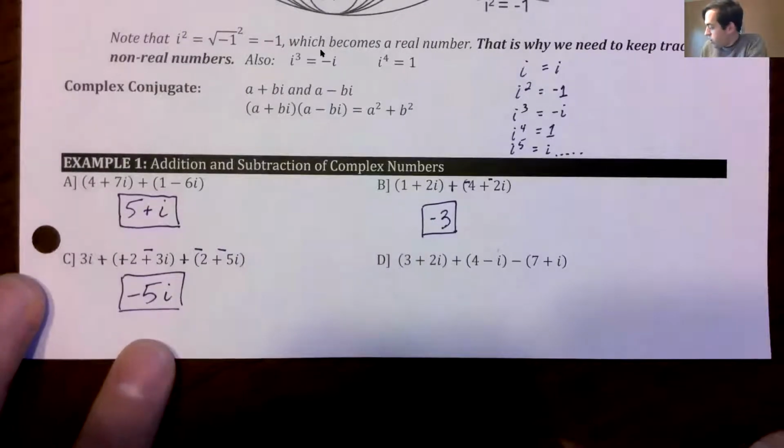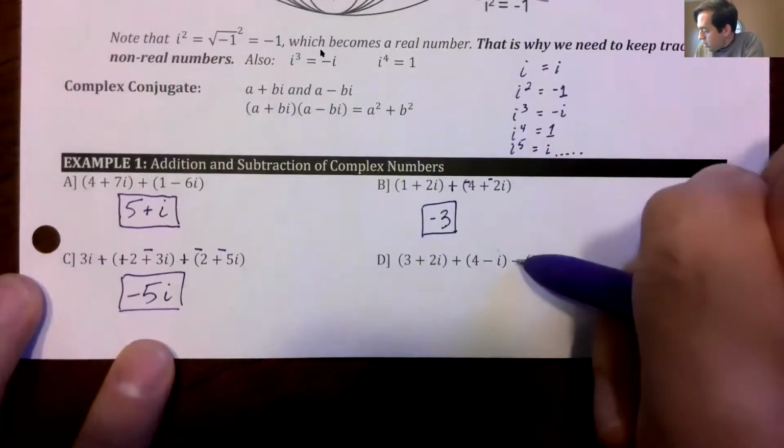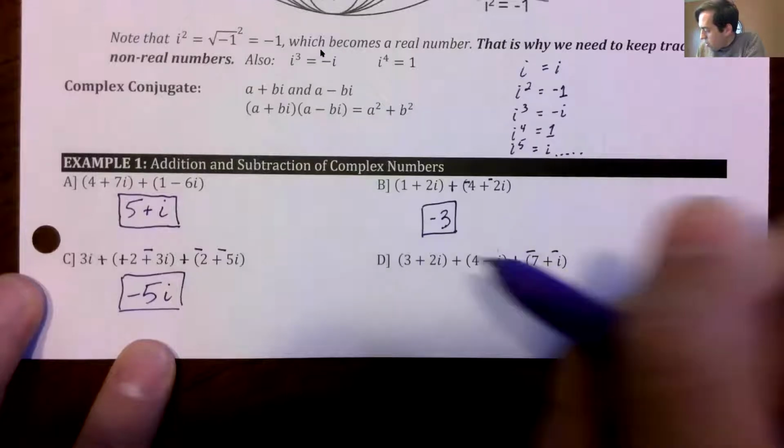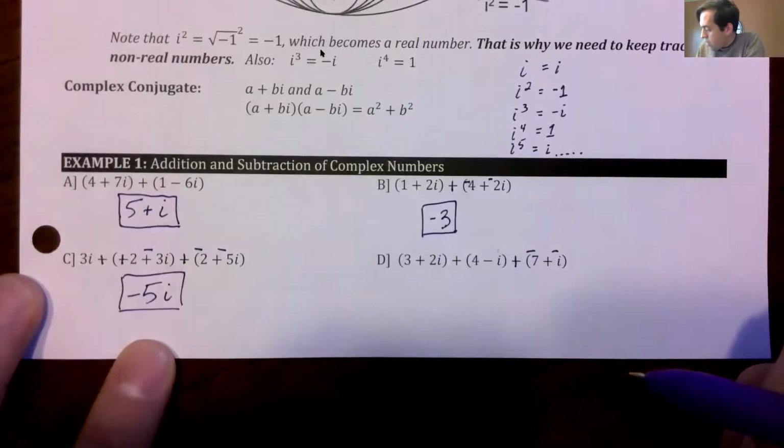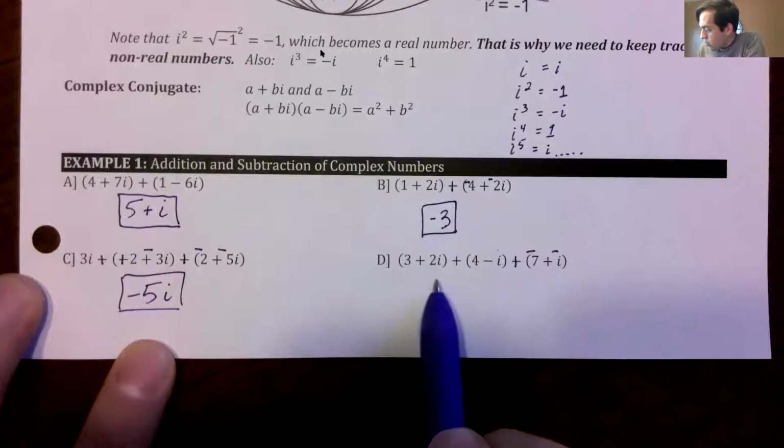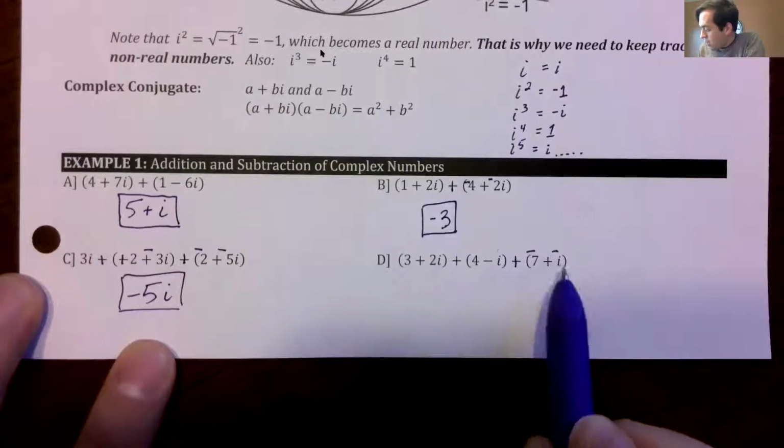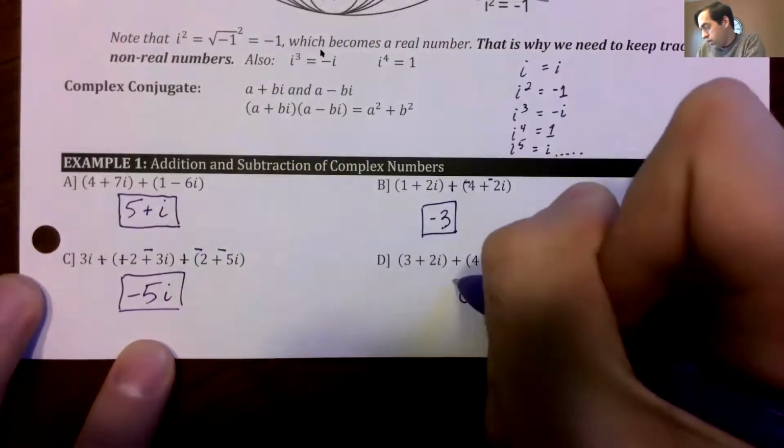And for this last one, let me distribute the negative. We have 3 plus 4 minus 7 is 0. And for the imaginary portion, we have 2i minus i, which is also 0. So this one canceled out completely.